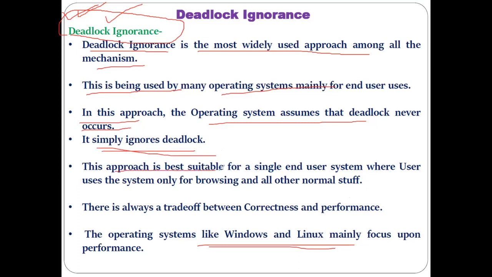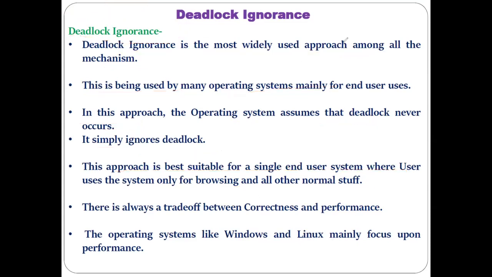So this is the best approach suitable for single end-user systems, where the user uses the system only for browsing and other normal stuff that I already told you. General users of the computer never have to worry about deadlock. Understood? Because even if deadlock occurs in our system, we don't have to worry about it, because it is not going to harm or have any major effect on the working of the computer, or cause any kind of loss to the end users, because we are all doing normal operations on the computers.